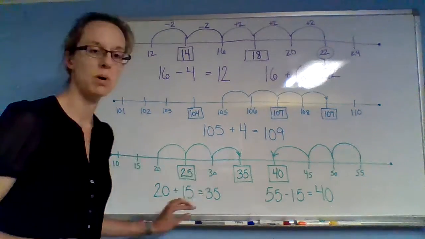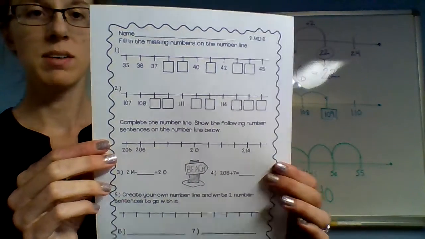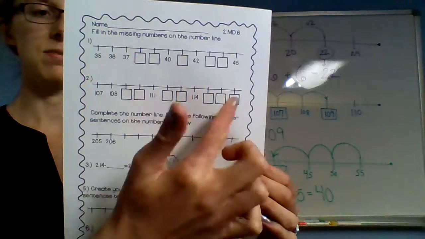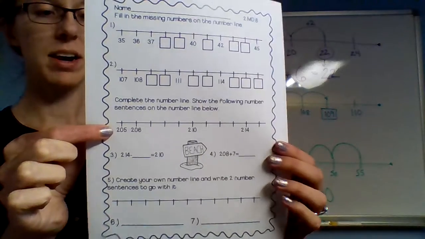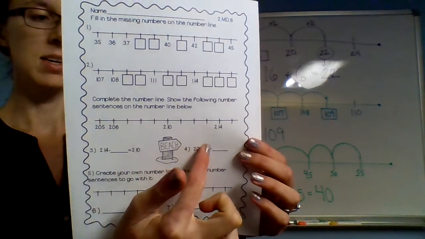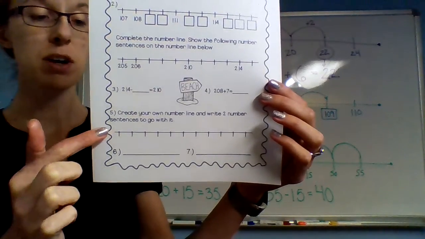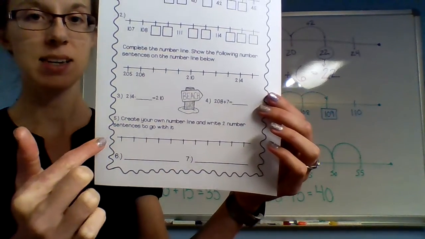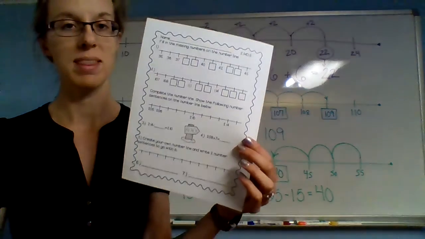Today you just have one page in your packet. It will look very similar to what we just did on the board. First, you'll want to fill in the number lines, figuring out what they're counting by and what numbers are missing. Down here, you'll complete the number line and then complete the number sentence using your number line to help you. Down on the bottom, you can create your own number line with any set of numbers that you want and then write 2 number sentences to go along with it.